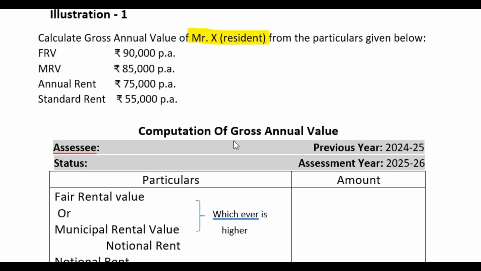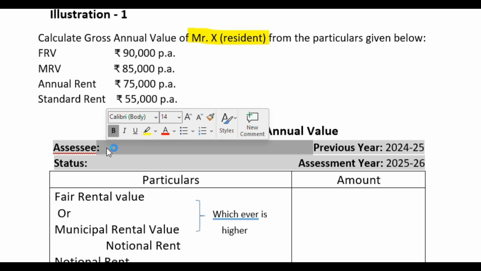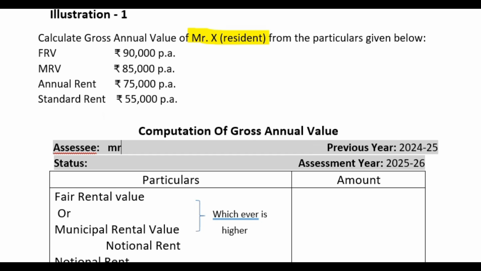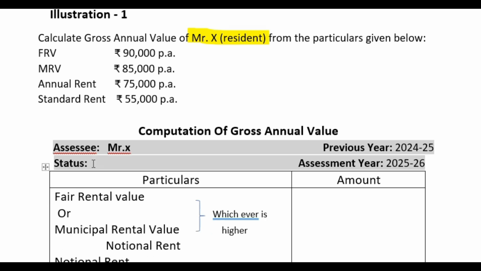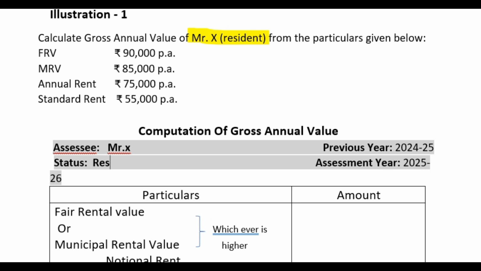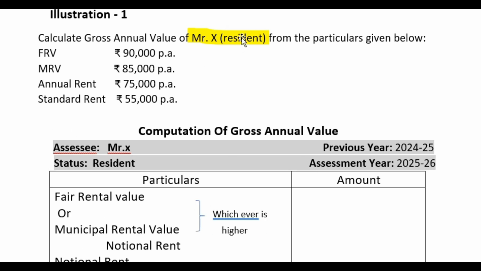First, draw the format. Computation of gross annual value. SSC, what is the name of SSC? Mr. X. So the SSC is Mr. X. The status of SSC is, they have already mentioned in the question as resident. So the status will be resident. You can see the format. SSC we have taken from the question, Mr. X, and the status of the SSC is resident. Then previous year will be 24 to 25 and assessment year will be 25 to 26.